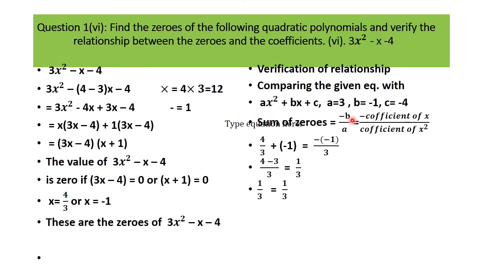Now right hand side, we'll put the value of b and a. B is minus 1, a is 3. So minus minus is plus, and 1 upon 3. So left hand side is equal to right hand side.